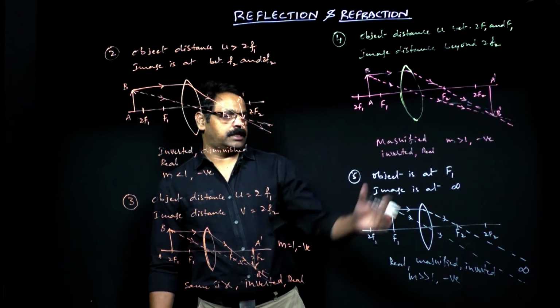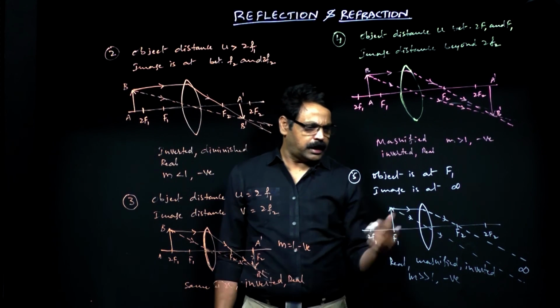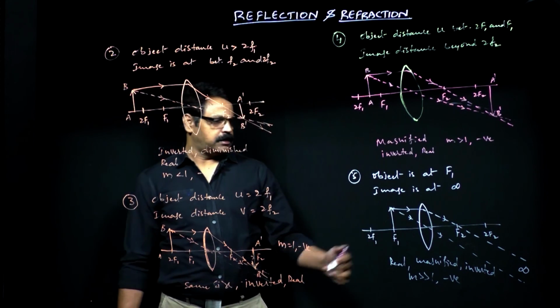So these are the various ray diagrams in the case of the convex lens. One more ray diagram we have to look at, and we'll see that in the next video.